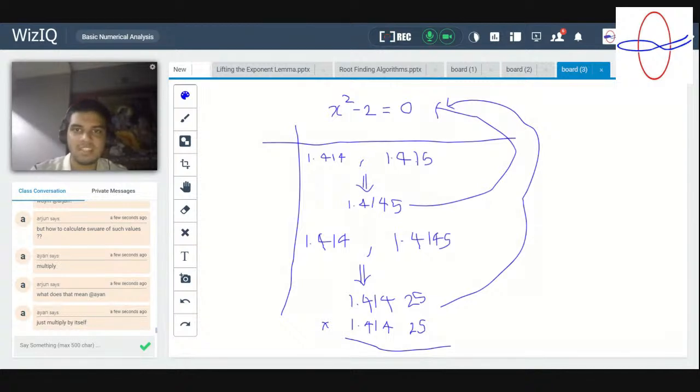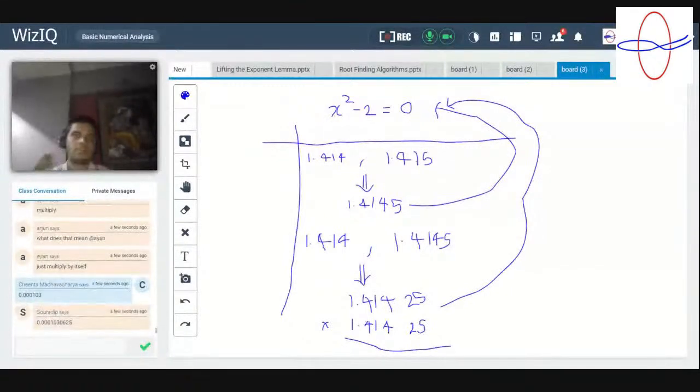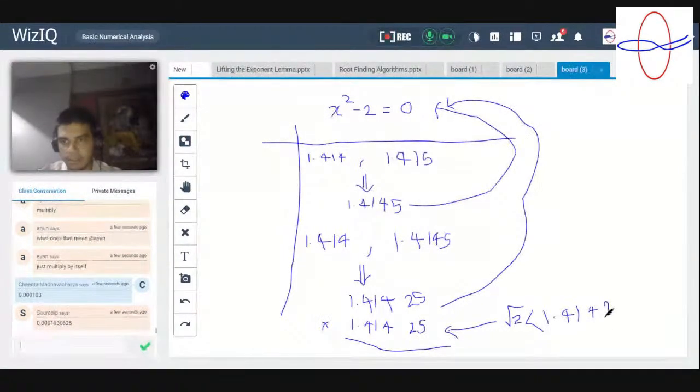With 1.41425, x square minus 2 is still greater than 0. It's about 0.00010 something 3, right? So we can continue with this. For example, what we know at this step itself is that square root of 2 is less than 1.41425. And let's actually see whether this is enough to solve the question that you had, right?